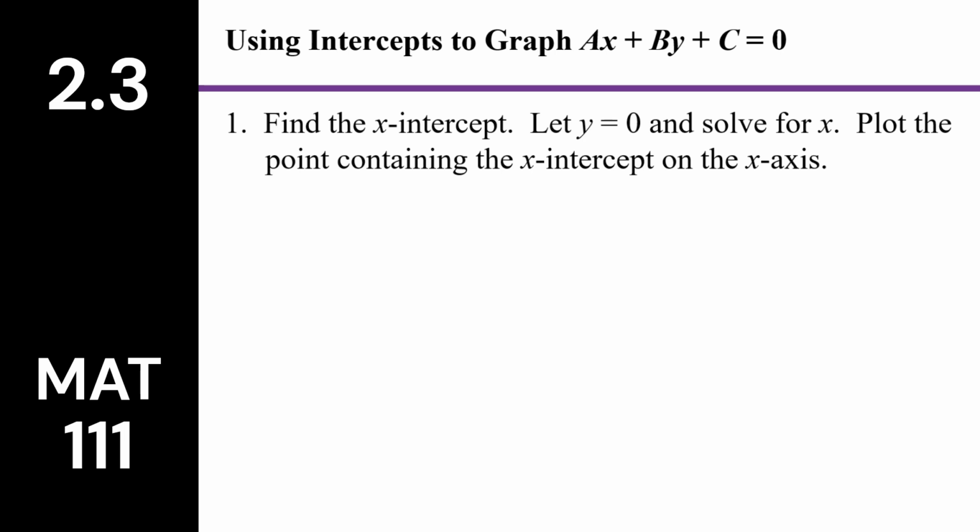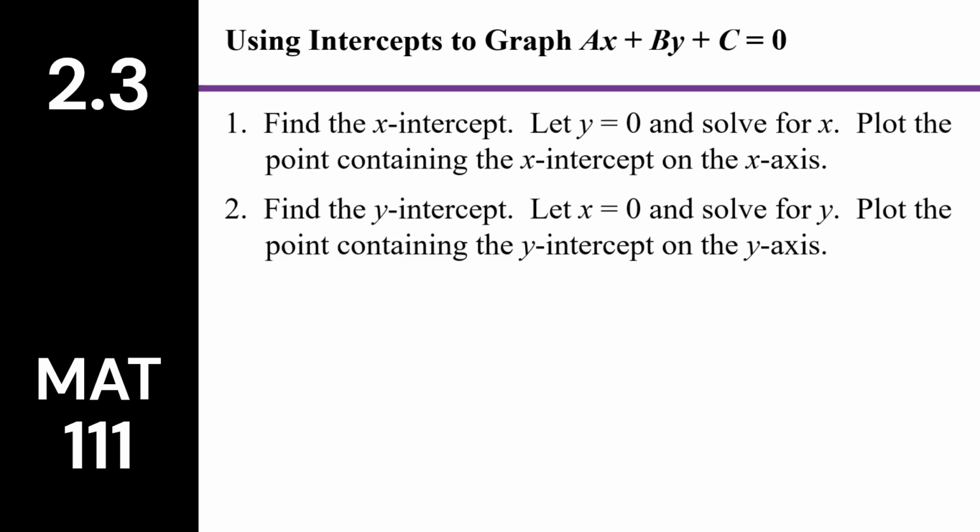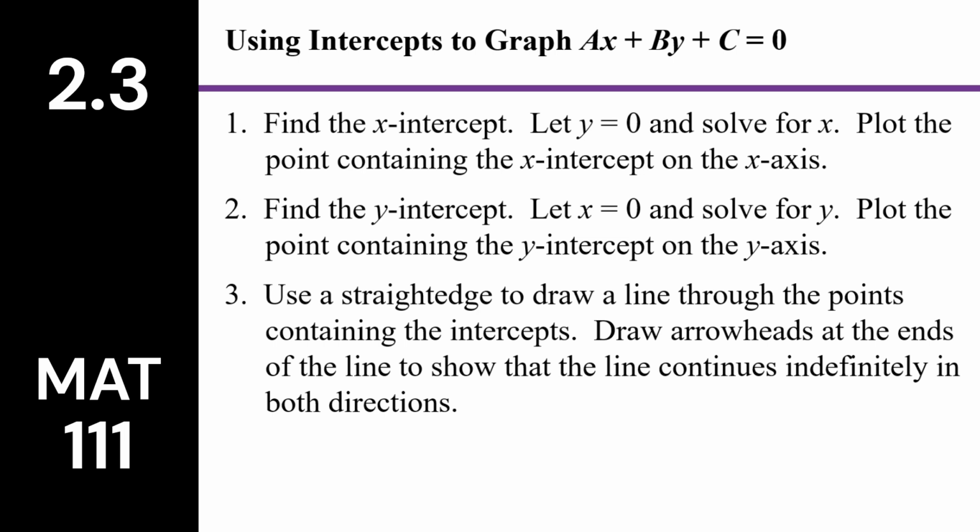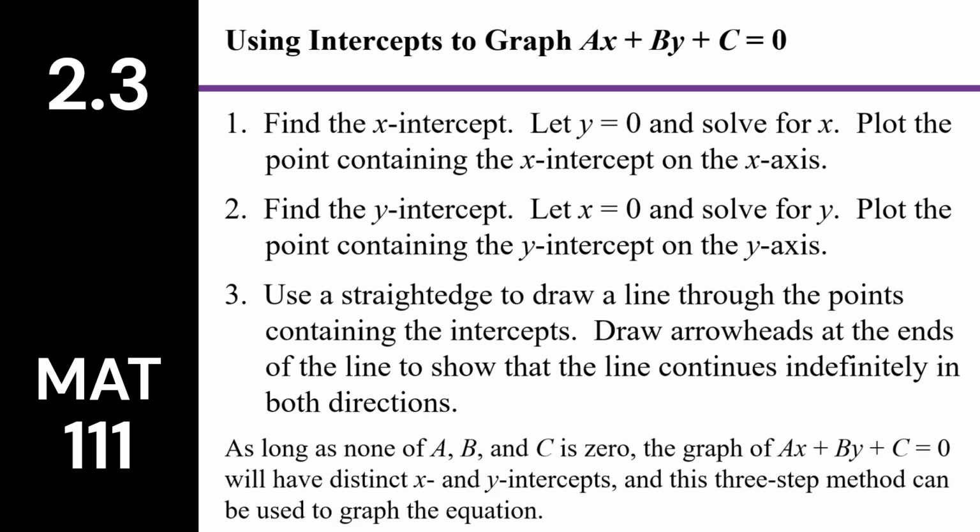Next, we can use intercepts to graph an equation that's in general form. Remember, when you're asked to graph, there's multiple possible methods to use, but one nice one when it's in general form is to find intercepts. To find the x-intercept, we let y equal 0, and then we solve for x. To find the y-intercept, we let x equal 0 and solve for y. I'll show you an example of this in a moment. The third step, as usual, is to draw the line that goes through those 2 points. As long as A, B, and C, as long as none of them are 0, this method works really well to graph a line in general form.